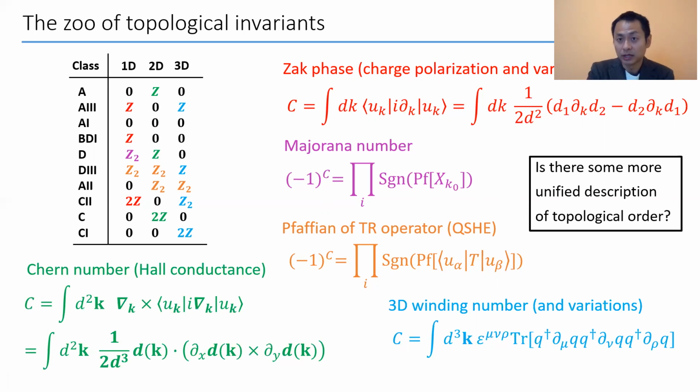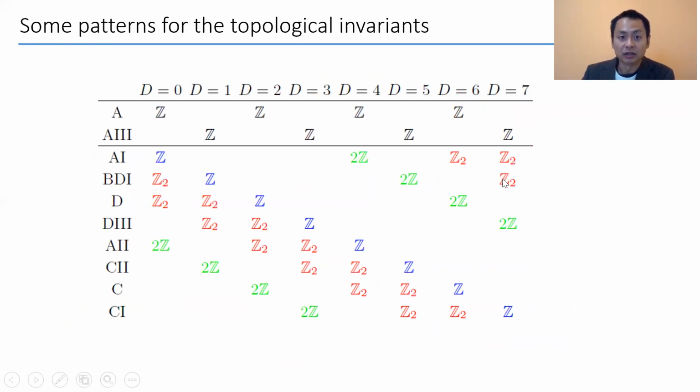Now, you might want to ask a simple question. Is there some more unified description of this big zoo of topological order? And it turns out that the answer is yes. Now, first of all, you immediately recognize that there are actually some patterns on this periodic table. The first two classes, A and AIII, are the so-called complex series, and they repeat every, let's say, 2 dimensions. At least on the table, they are zigzagging like this. And their topological invariants are all integer.